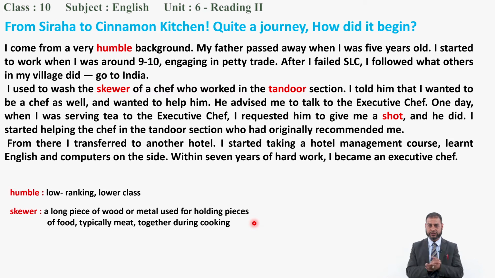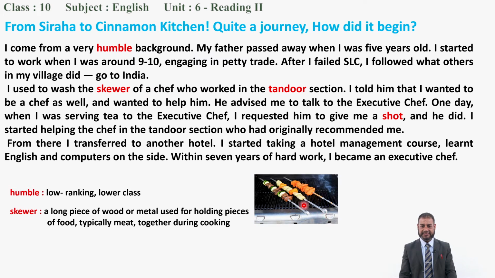Now, I want to show you the picture of skewer, okay? See, you can see this type of long piece of wood or metal. Can you see it? And you can see meat and other items, okay? They are holding. So, have you seen it, dear students? Is it clear to you the meaning of skewer? It is an object, okay? Now, next, another word is tandoor. What does it mean? Have you ever tasted tandoori items?